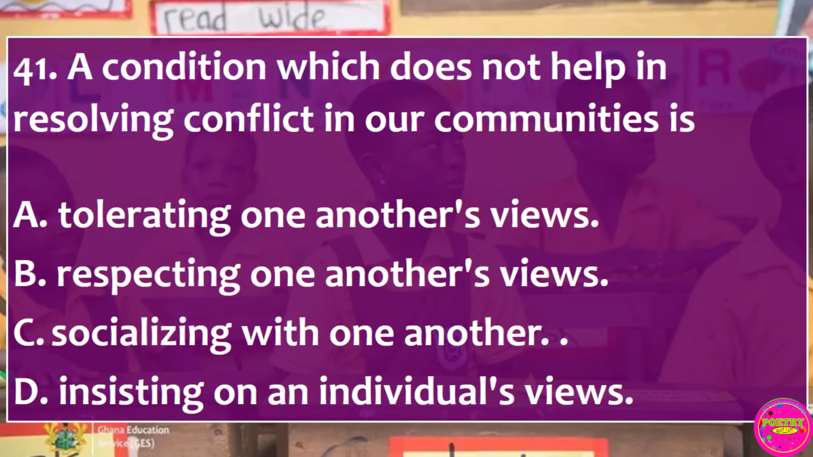Question 41. A condition which does not help in resolving conflict in our communities is A. Tolerating one another's view. B. Respecting one another's views. C. Socializing with one another. D. Insisting on an individual's views. The correct answer to this question is D. Insisting on an individual's views.